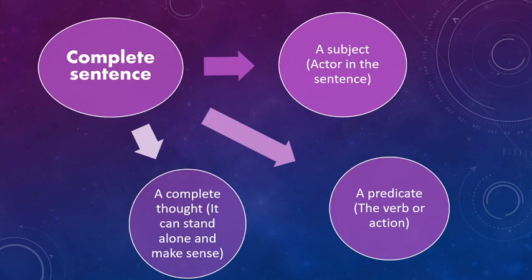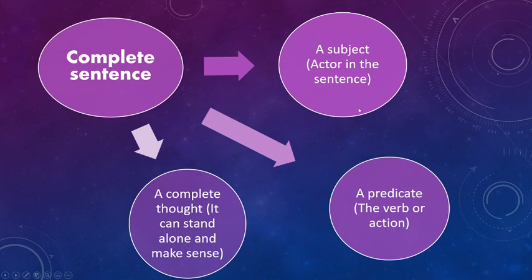First, let's talk about a complete sentence. A complete sentence needs 3 elements. The first one is a subject. You need an actor in the sentence. Who is this sentence about? Second, you need a predicate, the verb or the action. What is the subject doing? And finally, you need a complete thought. It can stand alone and make sense.